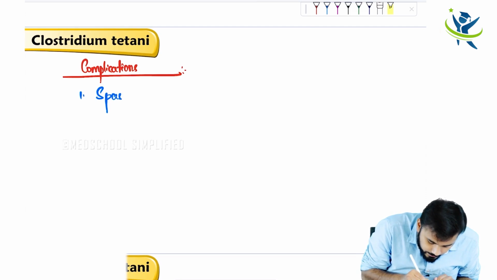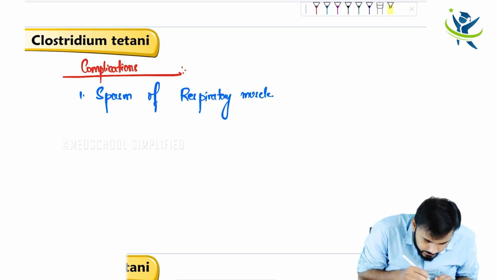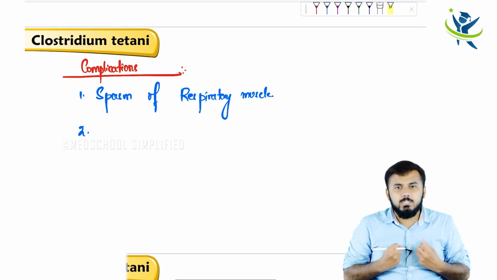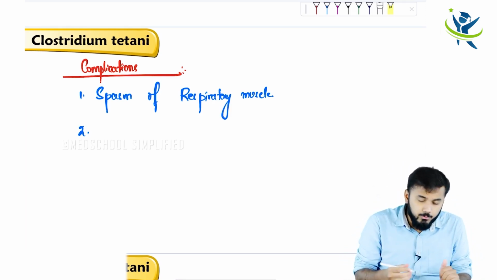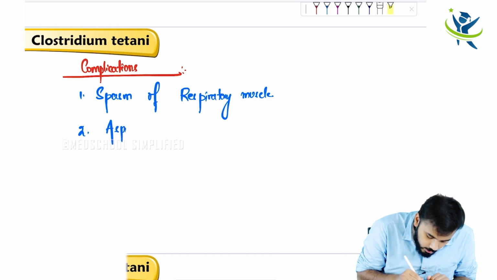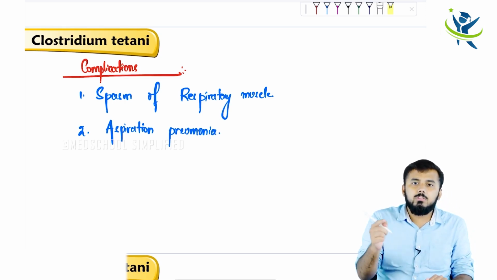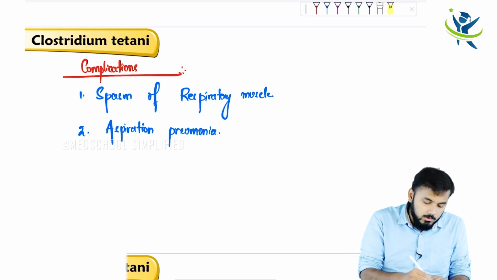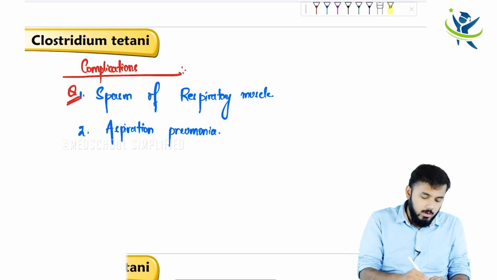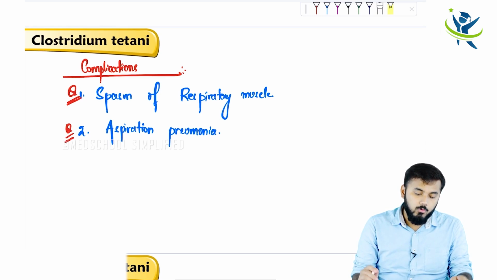One is spasm of respiratory muscles. And second, as a result of sustained spasm, there are chances that he can aspirate the food or water or anything into his lungs. So can I write it as aspiration pneumonia? The most common cause of death in patients with tetanus is spasm of respiratory muscles or aspiration pneumonia. Right?